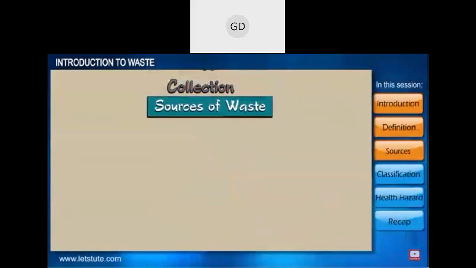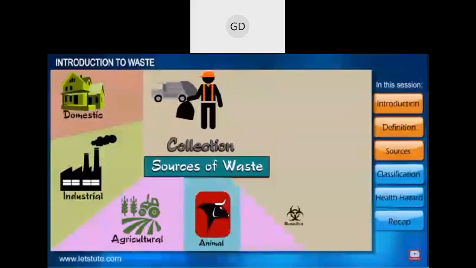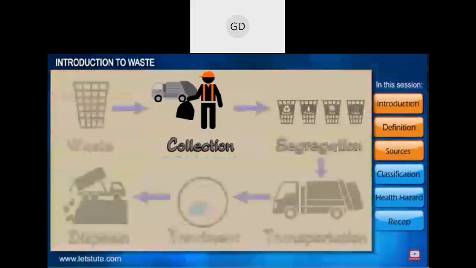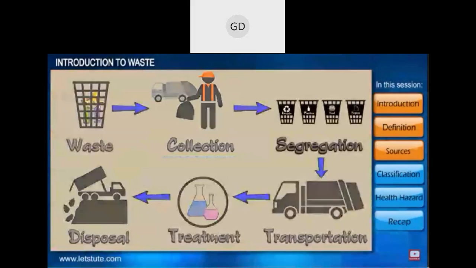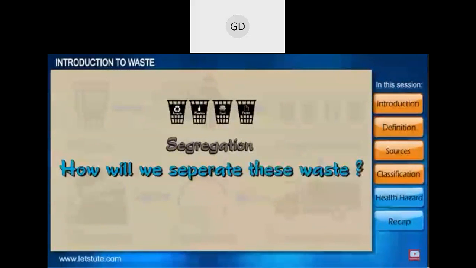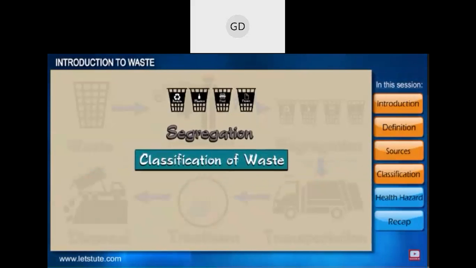Well friends, here we are done with collecting waste from all the various places of its origin. The next we have to do is segregate them or say separate them. But how will we be doing that? Well, there are certain ways by which we can classify the waste. Let's look at them one by one.